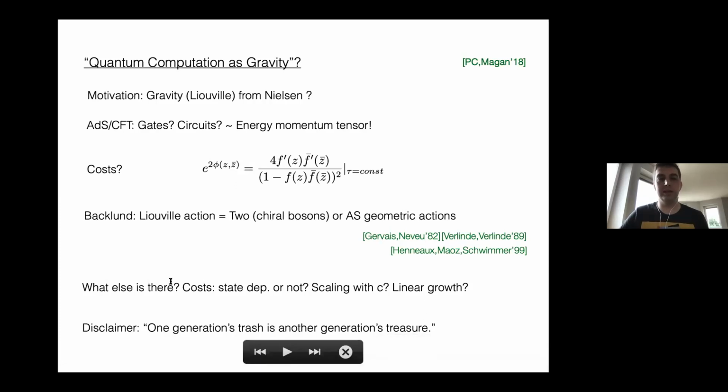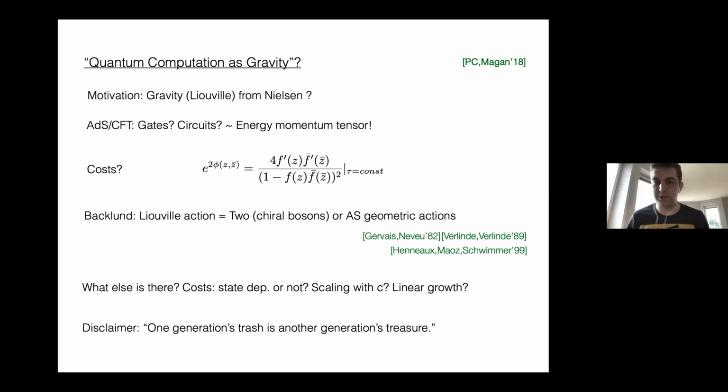But the other one, since this is a relatively new subject, let's try to see what else is there. How can we maybe define more general costs for these transformations of the energy momentum tensors? Should we make the cost state dependent or not? How should the cost scale with c? Should we actually expect some linear growth or not? That was really the motivation behind our work.